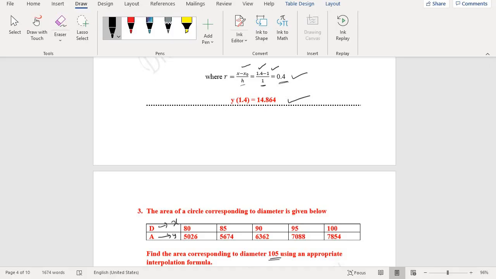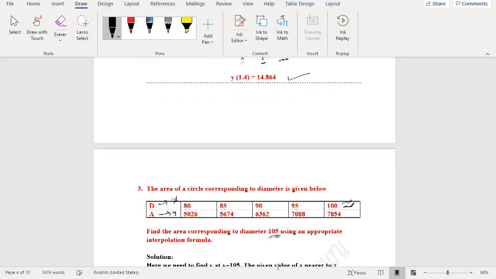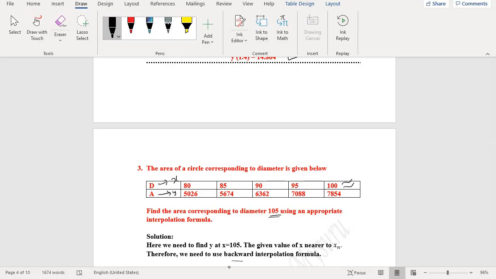Okay. Now which one is the suitable one? This 105 is nearer to xn. So I will apply the backward interpolation formula. Here we are finding the value of y when x is equal to 105. So that x is nearer to xn, that is the last value of x. So when the x is nearer to xn, I am going to use the backward interpolation formula.